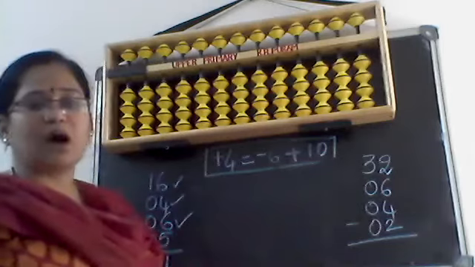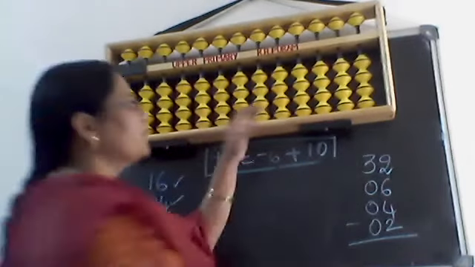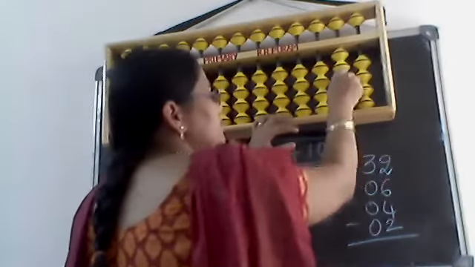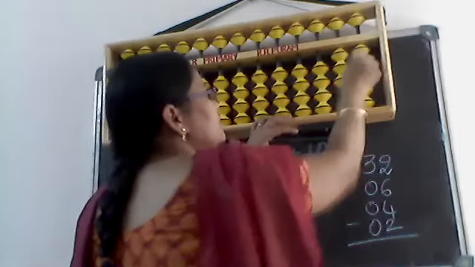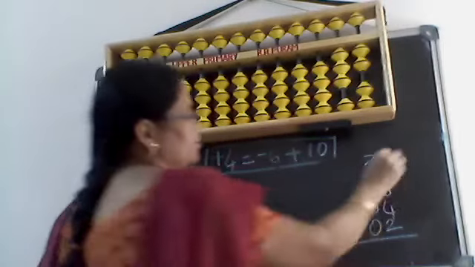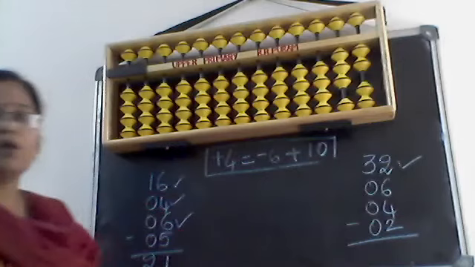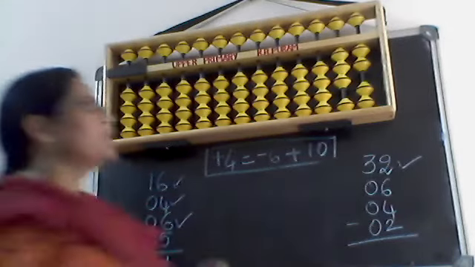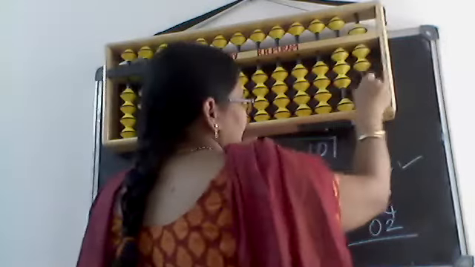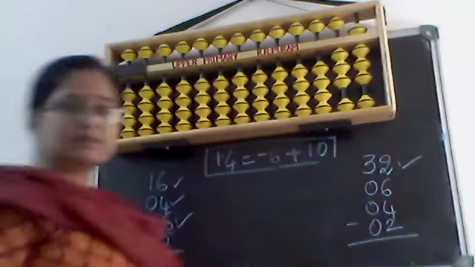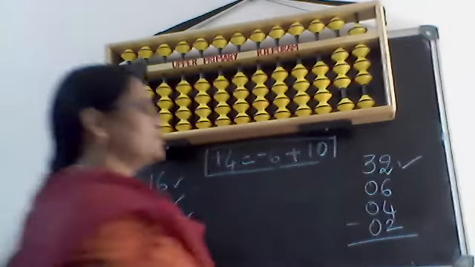Let us do this second one. Clear the bits. Now 32. How do we do 32? 30 is in the tens place. 2 is in the ones place. 32 is done. Put a tick mark. Now I have to add 6 to it. How do we do? Very good. 5 and 1 is 6. We are finished with 6.